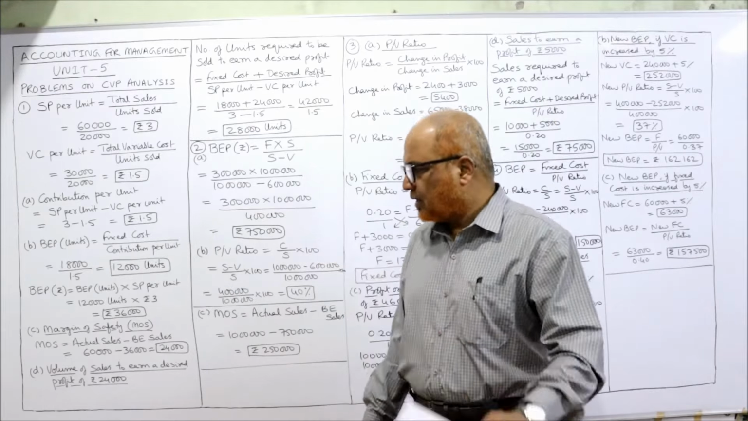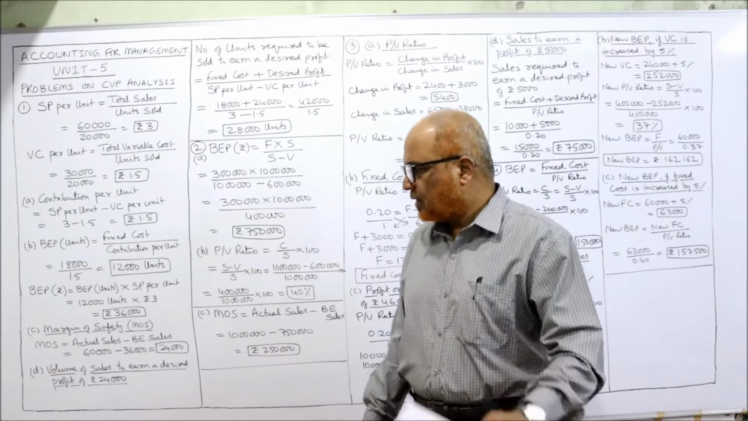Now calculate PV ratio, fixed cost, profit or loss at a sales of 46,000 and sales to earn a profit of 5,000. So totally 4 questions are asked. One by one we will attempt. The first question is PV ratio. See here, PV ratio, the formula is contribution by sales.